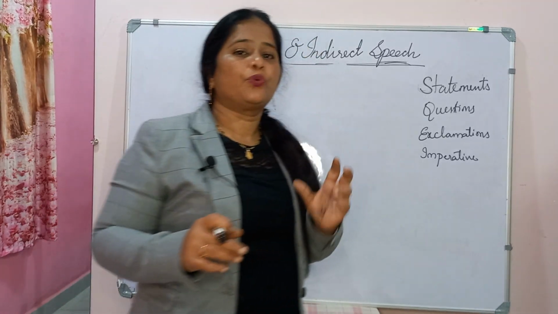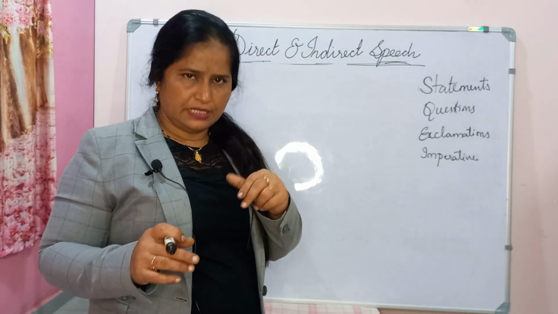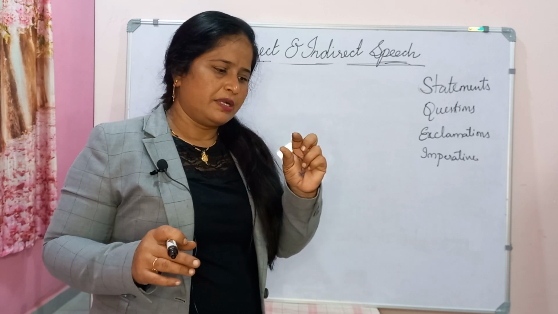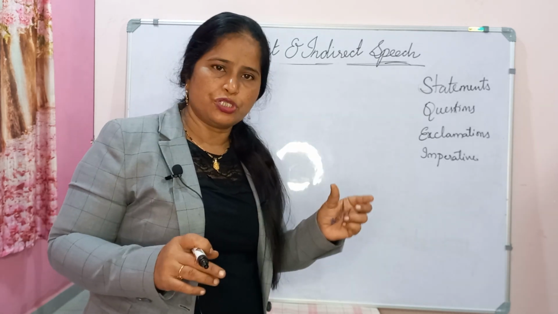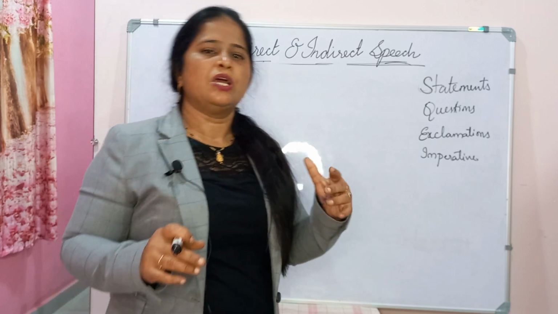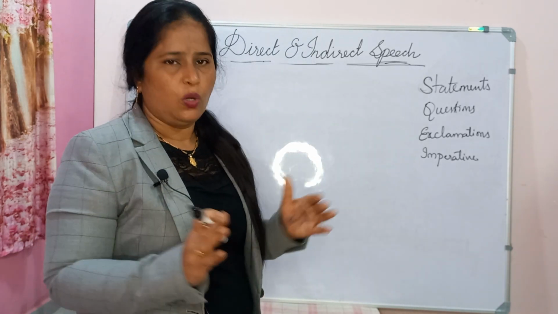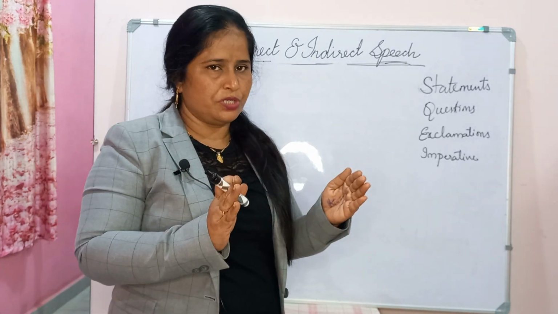Next are the questions. How do we change these? We have two types of questions, that is interrogative sentences. WH words, that is direct question words: Where are you going? When are you coming? How did you do this? When did you do this? Where did you go? How long do you need? All these use a direct question word.